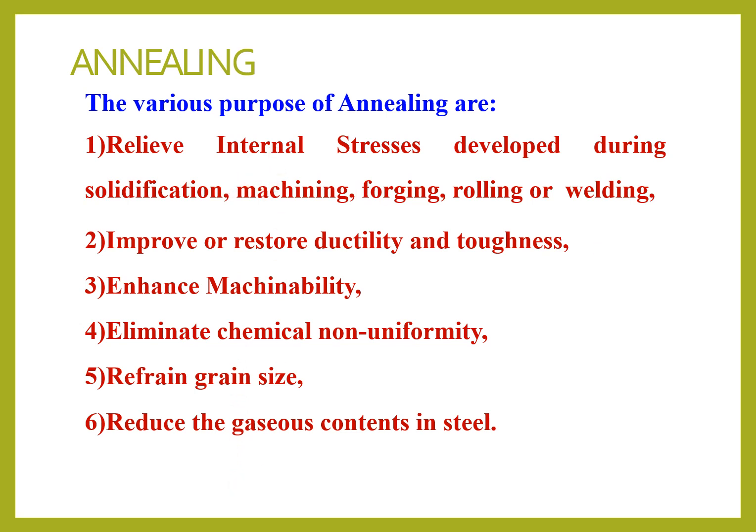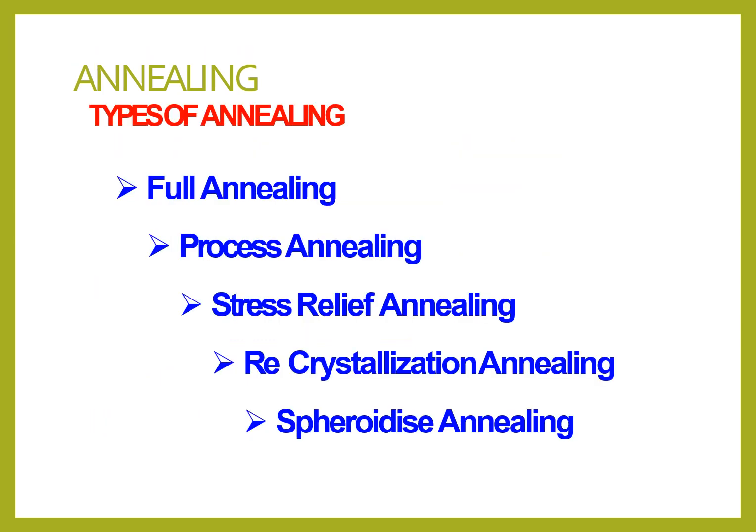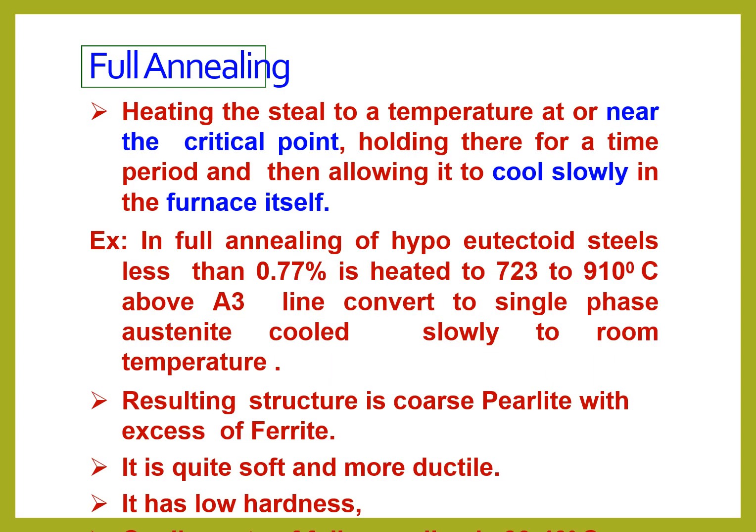These are the major purposes of annealing. Where can we use annealing? We use this annealing process for casting products, forging, rolling, extrusion, all these products. So these are the types of annealing: full annealing, process annealing, stress relief annealing, recrystallization annealing, spheroidized annealing. We can see them one by one. First we will see full annealing.